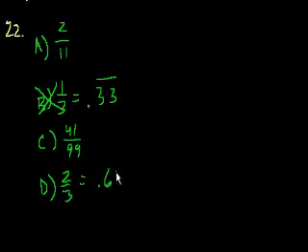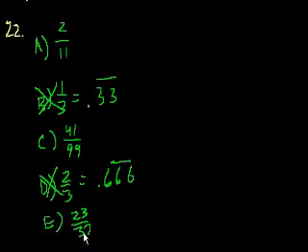We know that 1/3 is 0.666, it just keeps going, so it's not going to be that. It's the same digit that just keeps repeating. And choice E is 23 divided by 37. So I think 2 divided by 11 repeats. Let's just try it though.